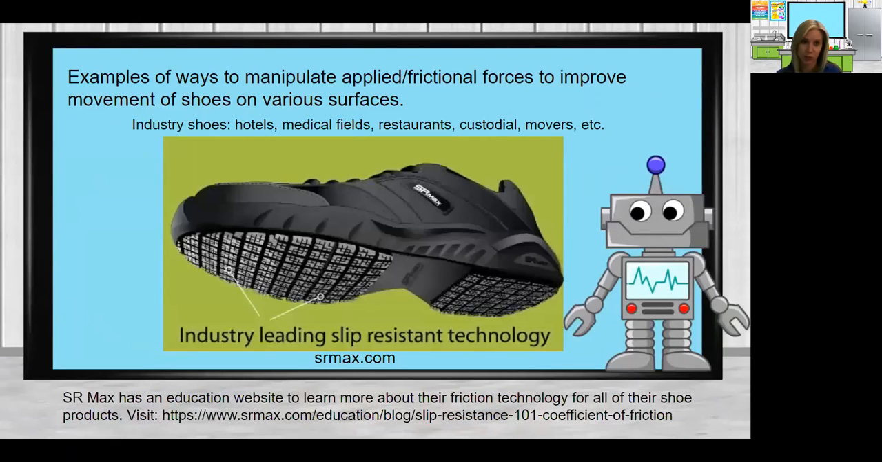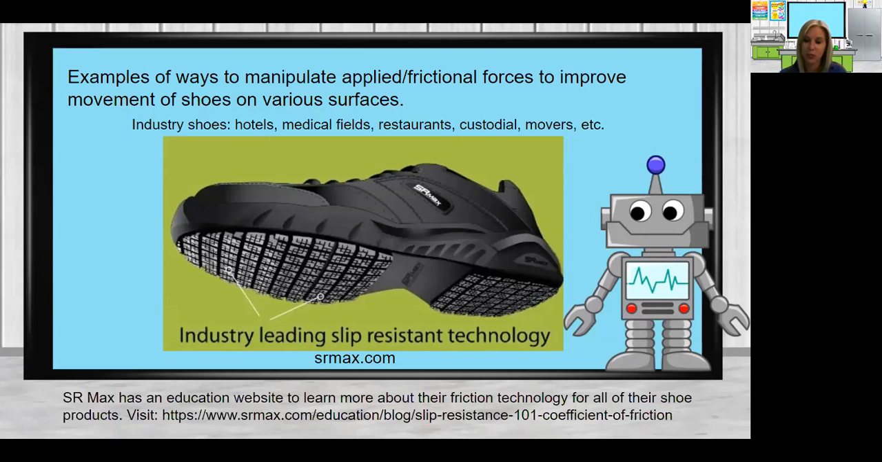Everybody wears shoes, and shoes are not only protecting our feet, but there's so many different types of shoes to be used on so many different types of surfaces because of friction. So, examples of ways to manipulate the applied frictional forces to improve movement of shoes on various surfaces. In this particular picture, I have what is basically an industry shoe. So these are shoes that are used for lots of different professions. I listed a few examples: hotels, medical fields, restaurants, custodials, movers, etc.